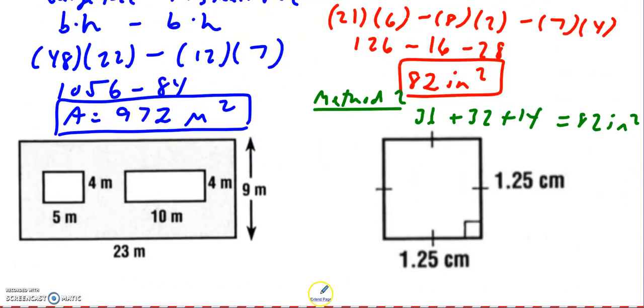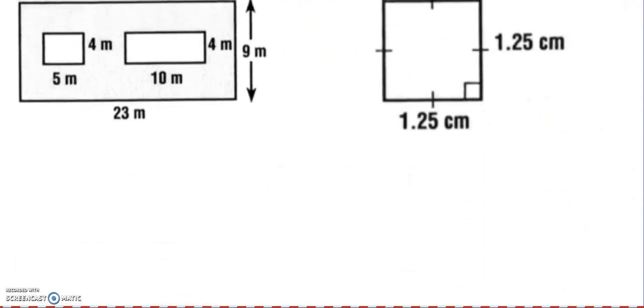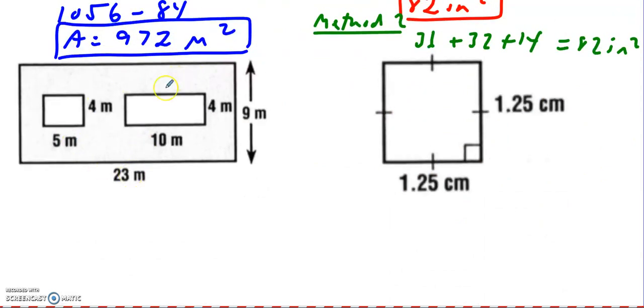The next ones I would like for you to try on your own. This one, think of finding the whole rectangle and subtracting out the two pieces. And this one, you want to find the area of this square. So please pause now and try these two examples. I will have the work when you come back.